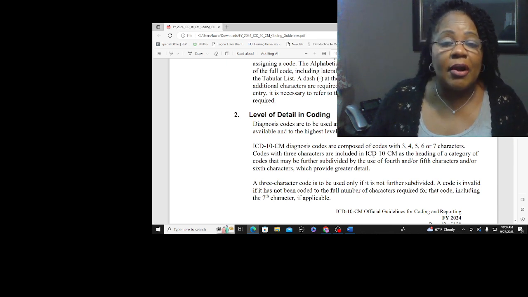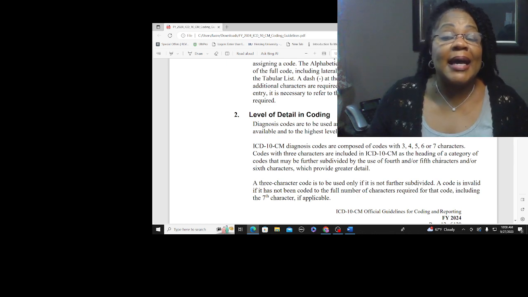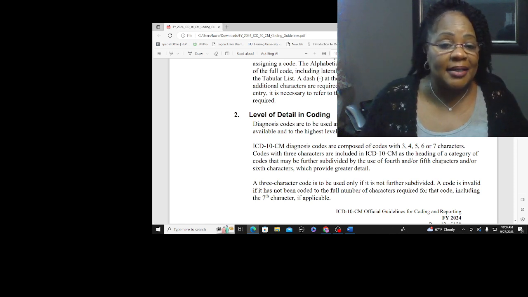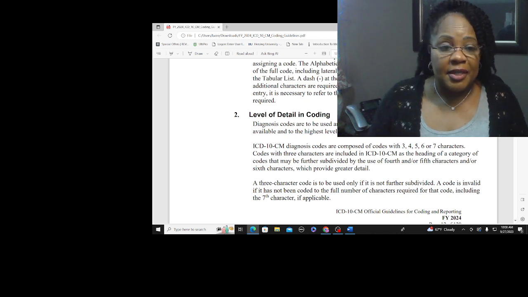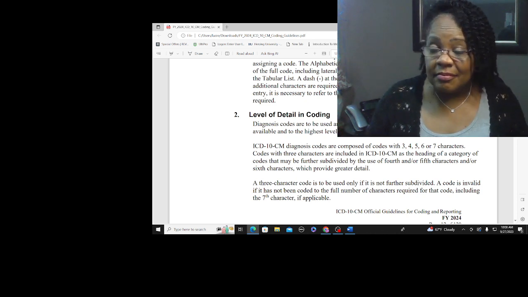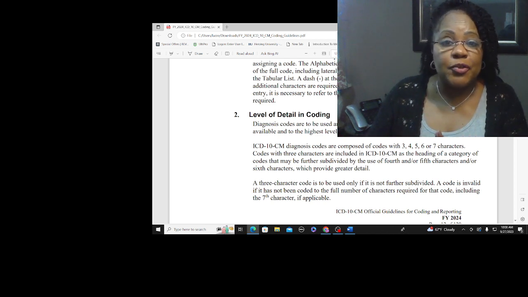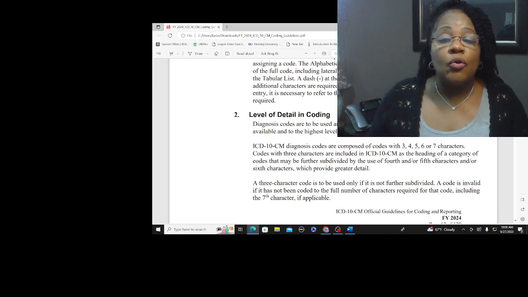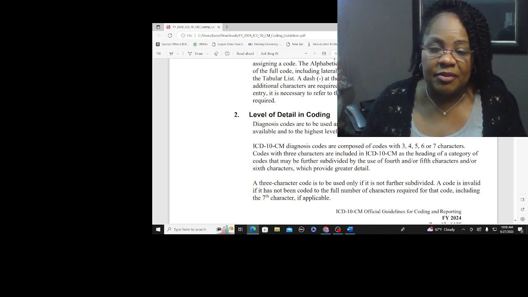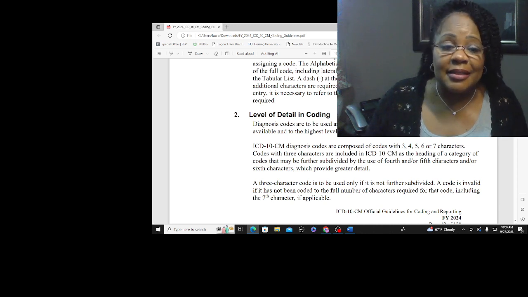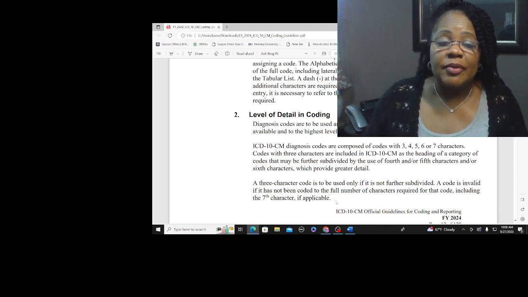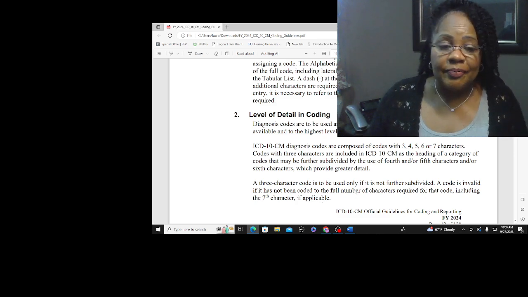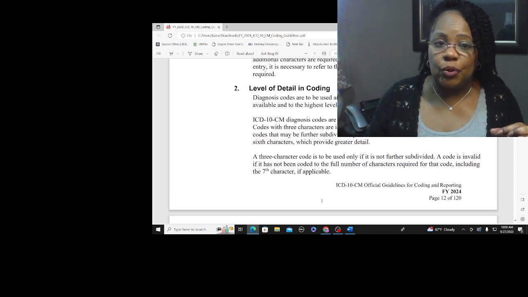Codes with 3 characters are included in the ICD-10-CM as the heading of a category, or codes that may be further subdivided by the use of 4th, 5th, 6th, or 7th characters, each of which provides greater detail or specificity. A 3-character code is to be used only if it is not further subdivided. A code is invalid if it has not been coded to the full number of characters required for that code, including the 7th character if applicable.